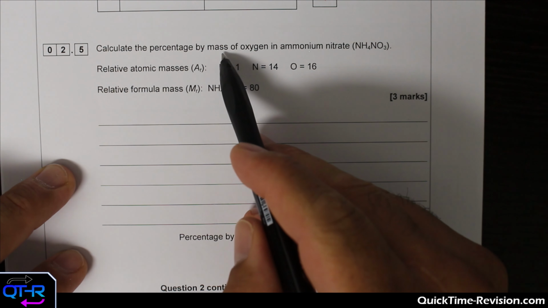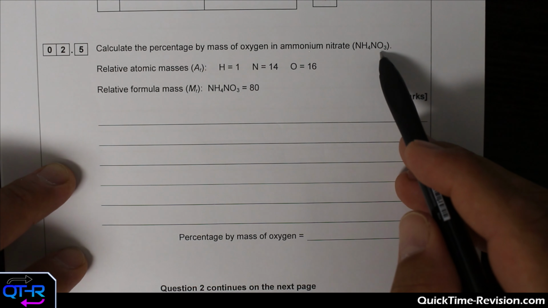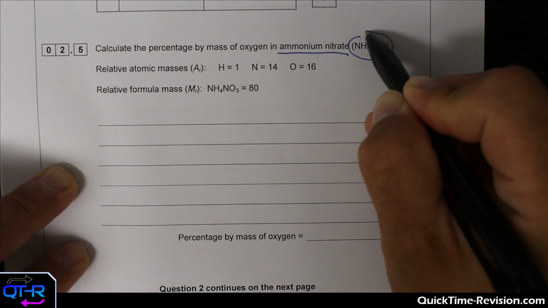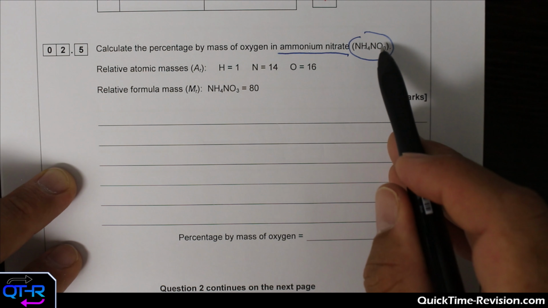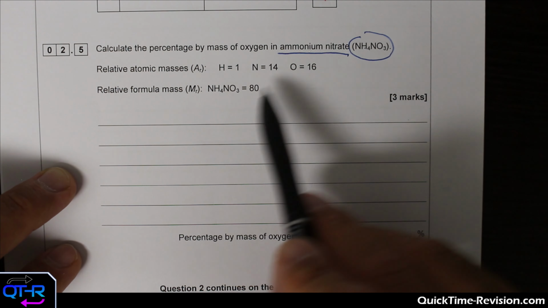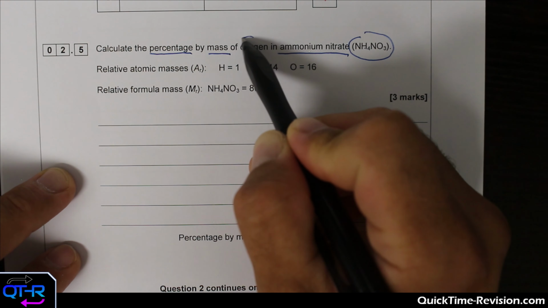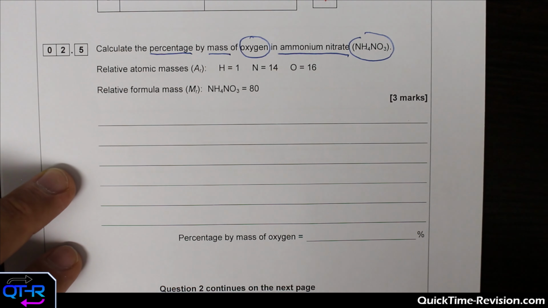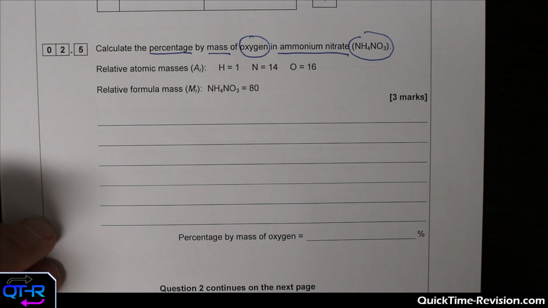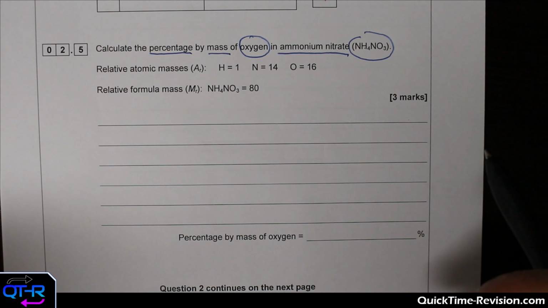Calculate the percentage by mass of oxygen in ammonium nitrate, NH4NO3. So ammonium nitrate is this. Okay, here are the relative atomic masses of the individual elements. The total relative formula mass of the whole thing is 80. You need to calculate the percentage by mass of oxygen only. Okay, now how am I going to do this? First of all, remember that when you are calculating a percentage, you put the smallest number at the top and the biggest number at the bottom so you can calculate your percentage.